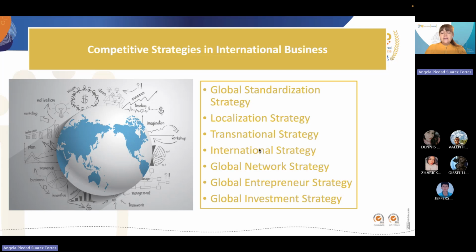is the global network strategy. The global network strategy builds a robust network of suppliers, distributors, and partners across borders, enabling companies to access new markets efficiently and respond to localized demands. There is an example of a company called Li & Fung, a Hong Kong-based supply chain management firm that leverages partnerships globally to optimize production and distribution.